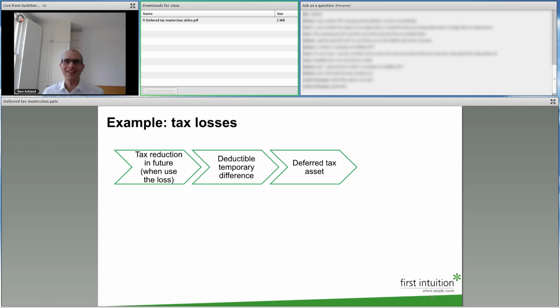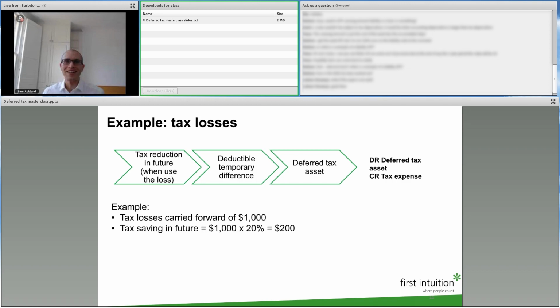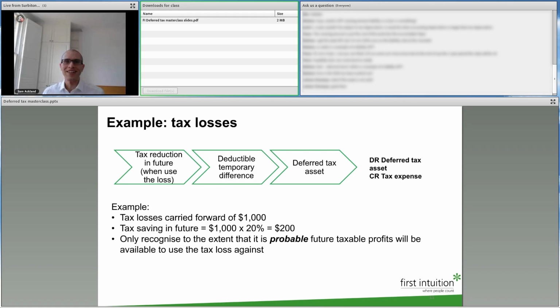Okay, a very simple example now of deferred tax and tax losses. Let's have a look at this one. Well, if I've got tax losses, I have a tax reduction in the future when I use the loss. So my tax will reduce in future when I get to use this tax loss. This gives me what's known as a deductible temporary difference, and I therefore have a deferred tax asset in my accounts. So remember, when you're thinking about whether it's a deferred tax asset or liability, you can think, well, in future, am I going to have to pay more tax or less tax? Well, if I've got a tax loss, I'll pay less tax in future. The double entry is debit deferred tax asset and credit tax expense.